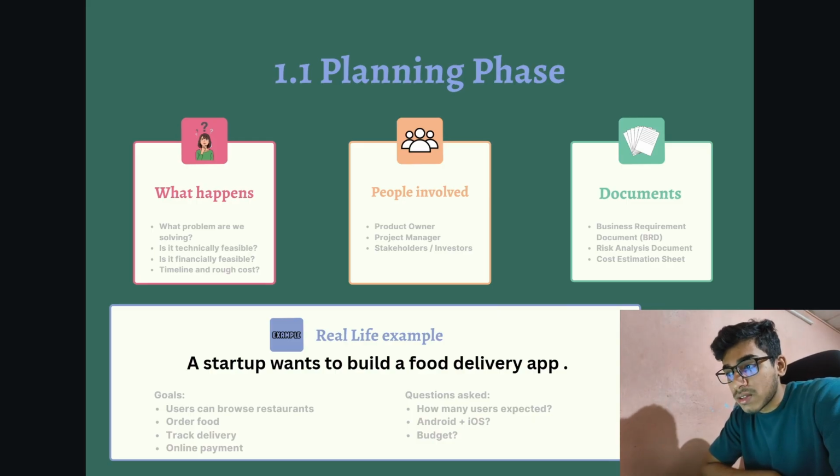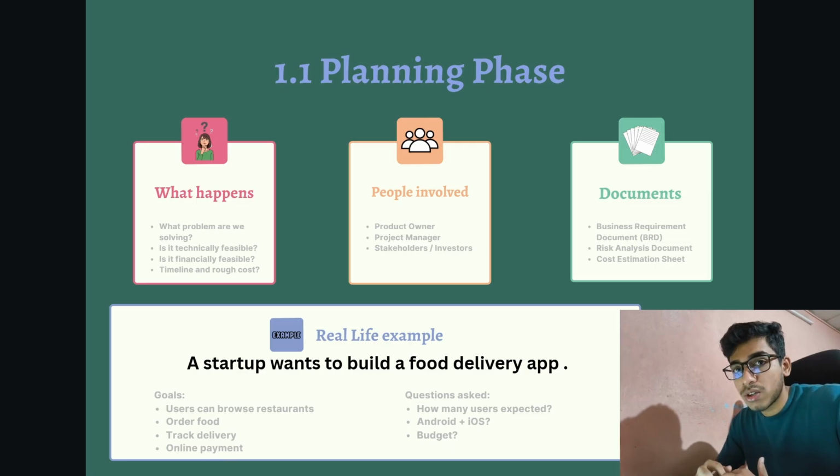First is the planning phase. This involves the project's entire scope, and the people involved here are the high authority people. So they decide how much is the budget and what all things we are planning to include in this. What happens here is we check for the technical and financial feasibility. Then we decide the timeline, how long it will take for the project to complete. Then you can see the people involved here, which are product owners, product managers, and stakeholders or the investors.